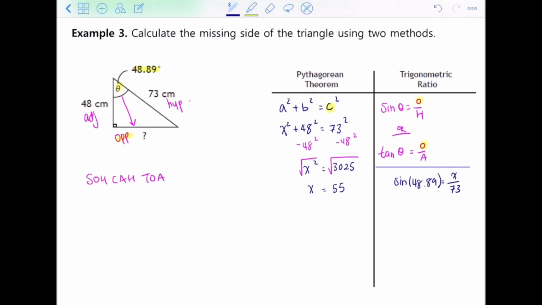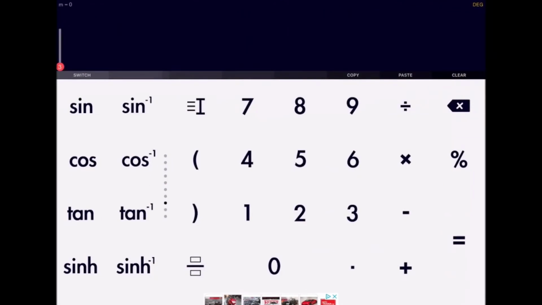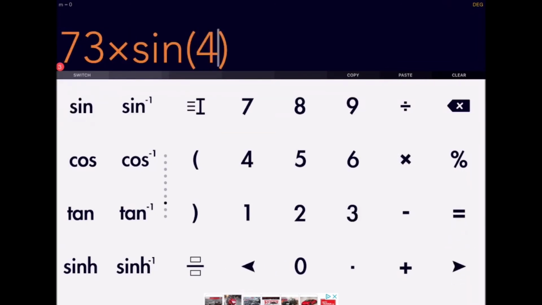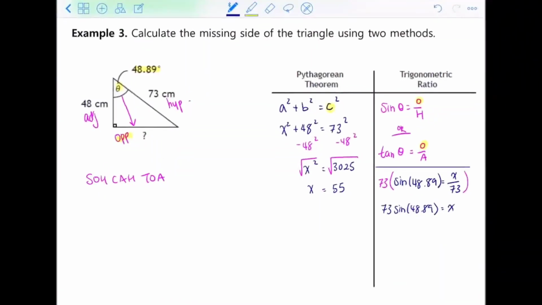If I were to multiply 73 to both sides, we get 73 sine of 48.89 equals x. Let's check the calculator. We have 73 times sine of 48.89 equals 55.002. So we'll call it 55. So x equals 55. So we can confirm that yes, it works, and we verified it using the sine ratio.